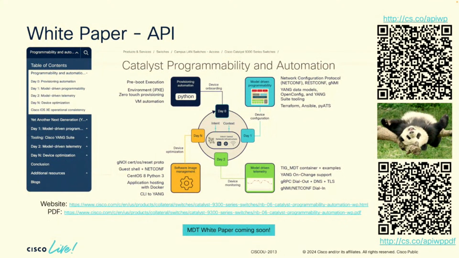So speaking of APIs and white papers, this is the link to the API white paper that is published free, publicly available to you. And we're currently working on posting a model-driven telemetry white paper as well. So that will be coming out in the next couple weeks or so.